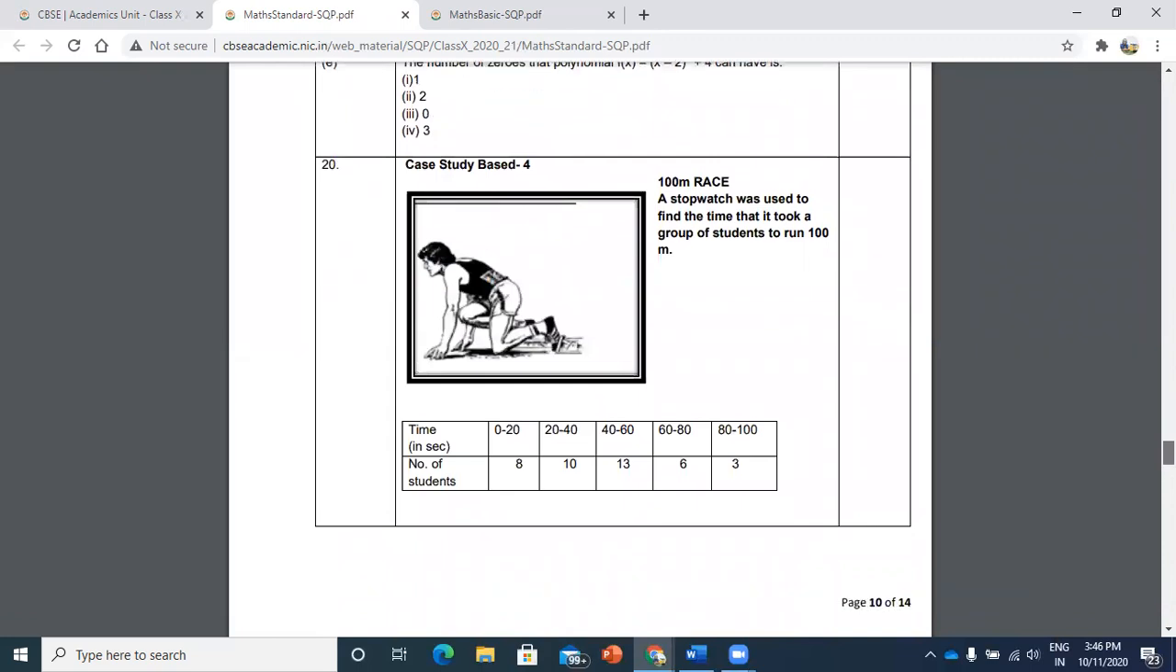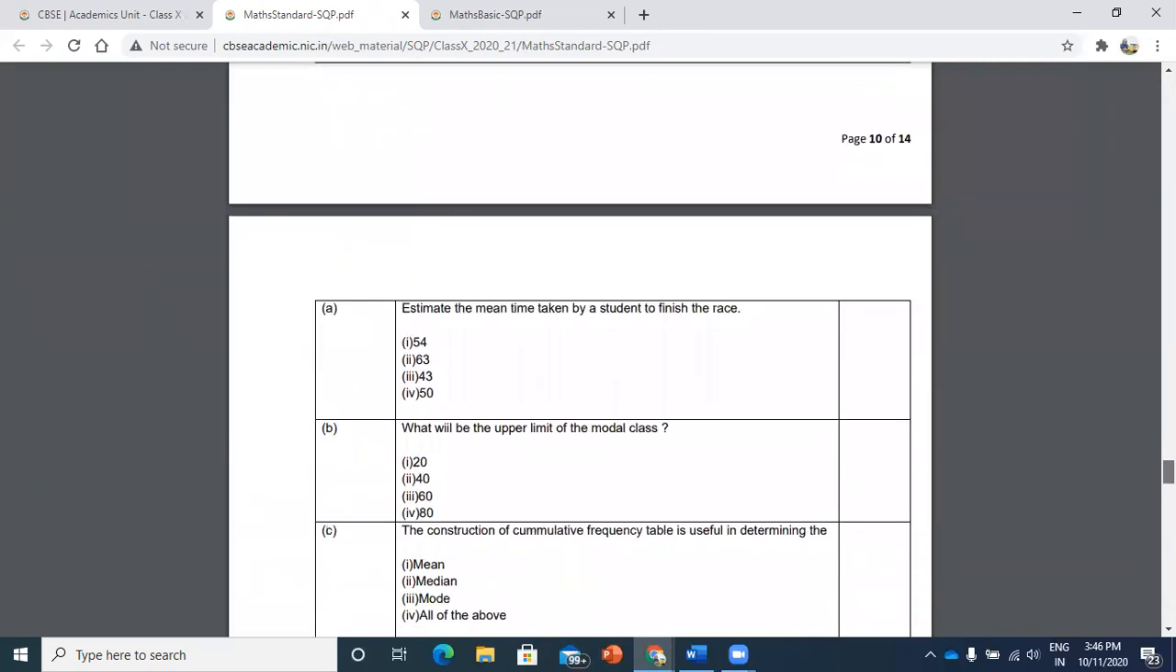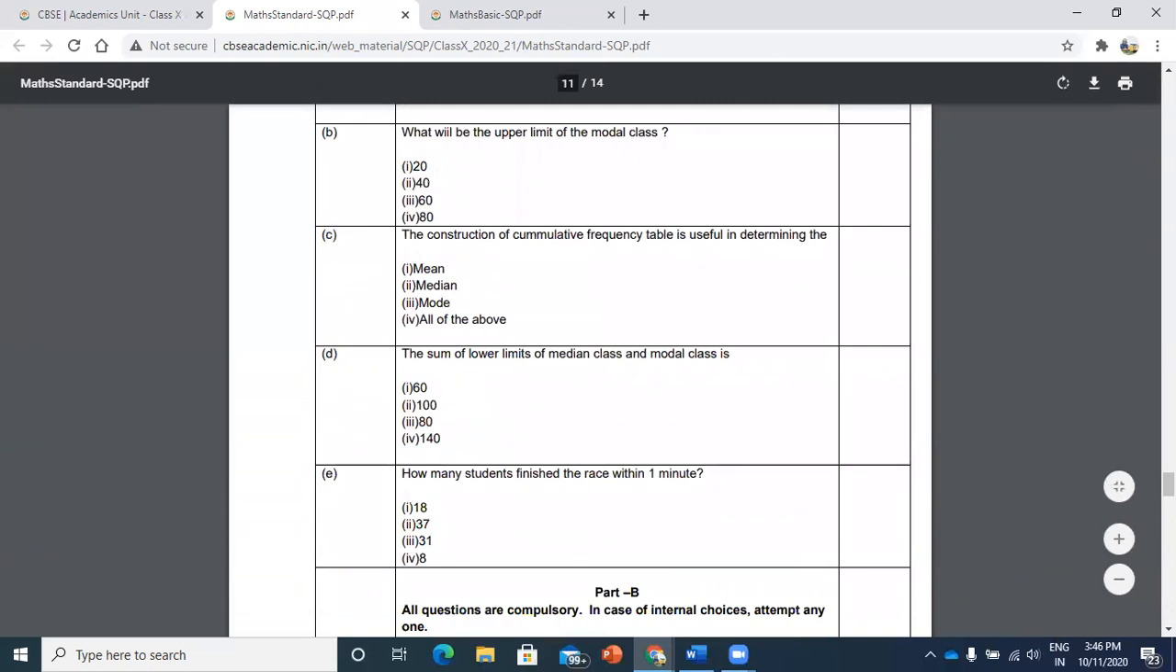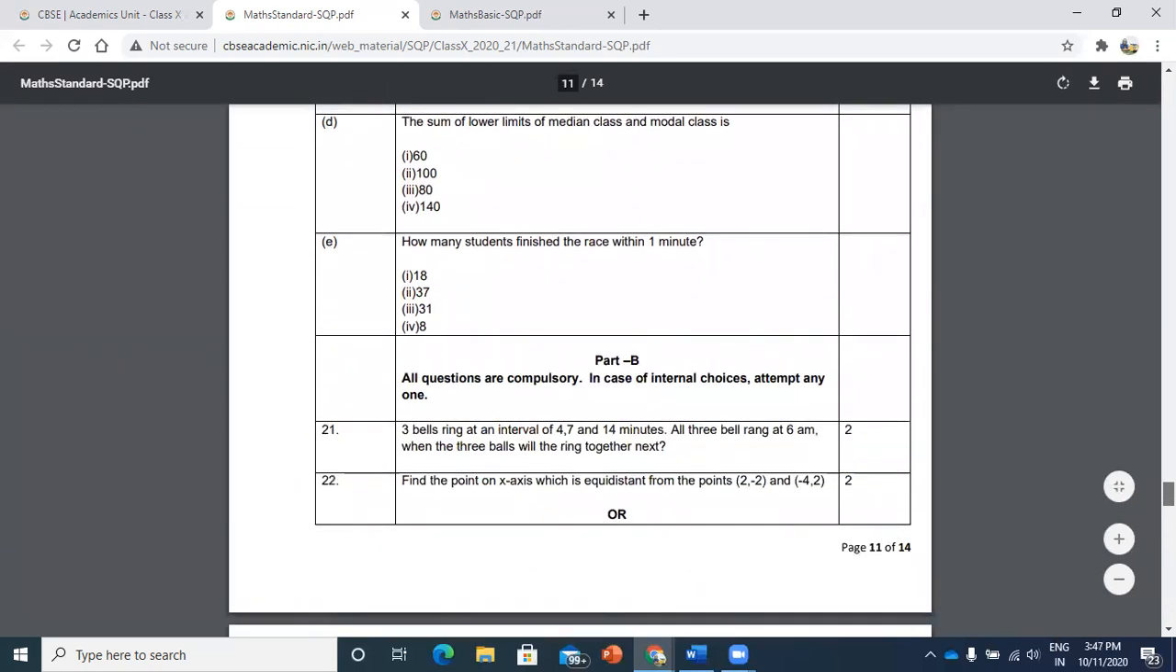Okay, different case studies on different topics. So the questions are more or less okay, but not as simple as the basic one. So a little more practice will be required by the students who have taken up standard.